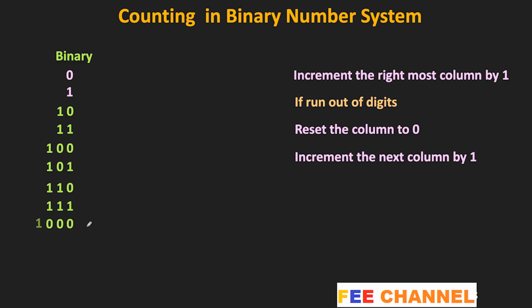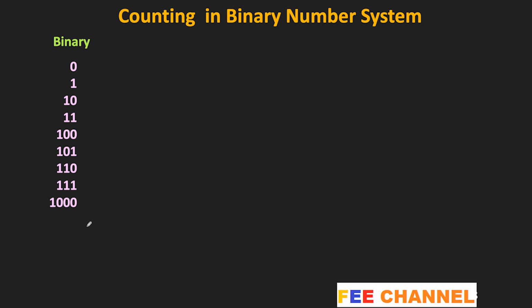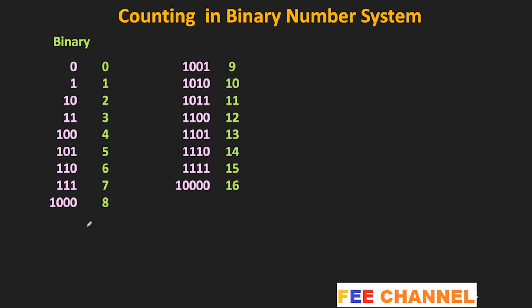Once again, we will increment the rightmost column by 1. Therefore, the next number will be equal to 111. So, now if you see, then all 3 columns have run out of the digits. That means we will reset them to 0, and we will increment the next column by 1. That means the next number will be equal to 1000. So, this is how the counting is done in the binary number system.